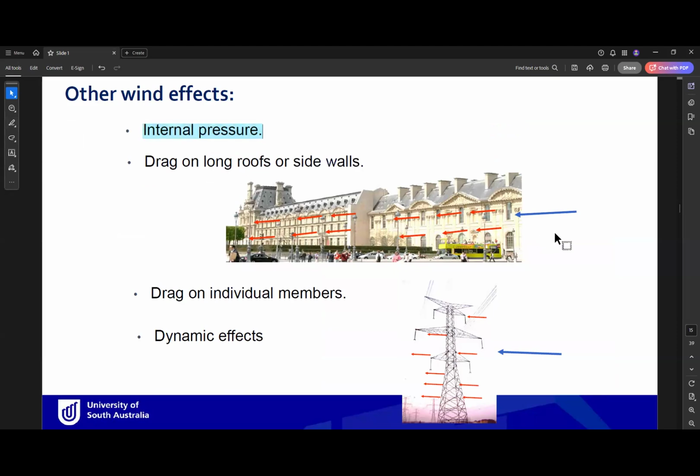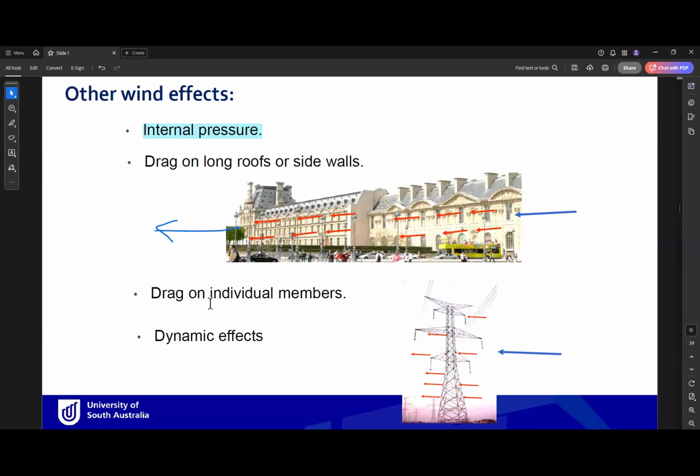Another type of force is the drag force on a long roof or long side walls. For example, this very long building. When the wind blows, it will cause a horizontal force that tries to drag the building in the horizontal direction. So there will be a force trying to drag the building in this direction. This force will try to drag the building.